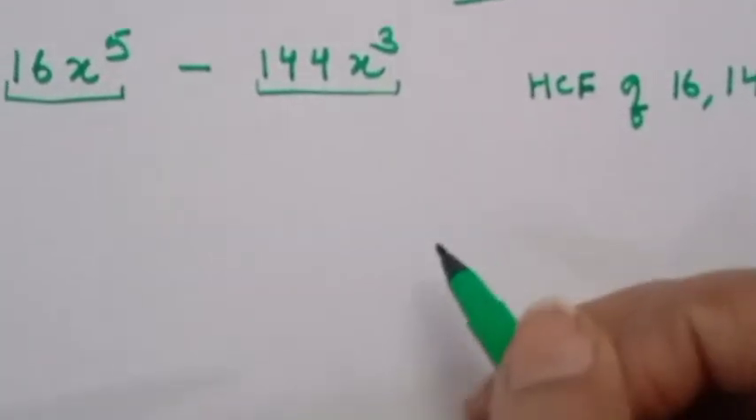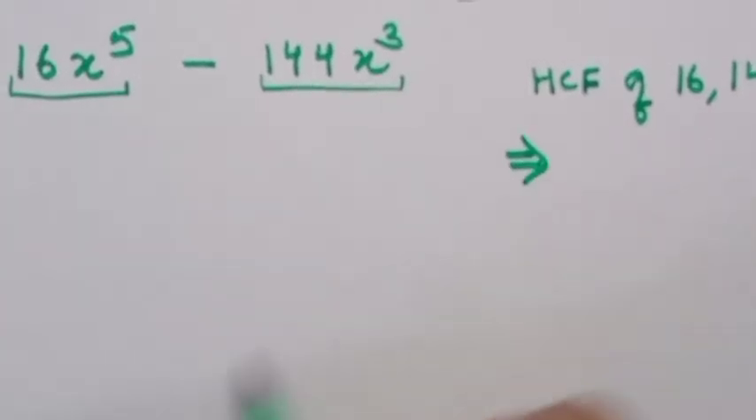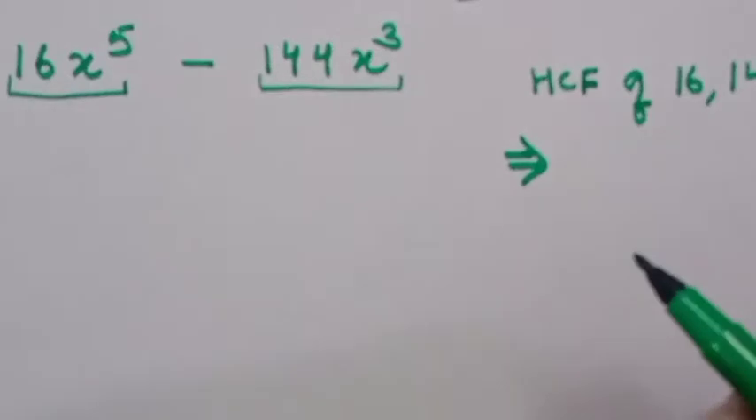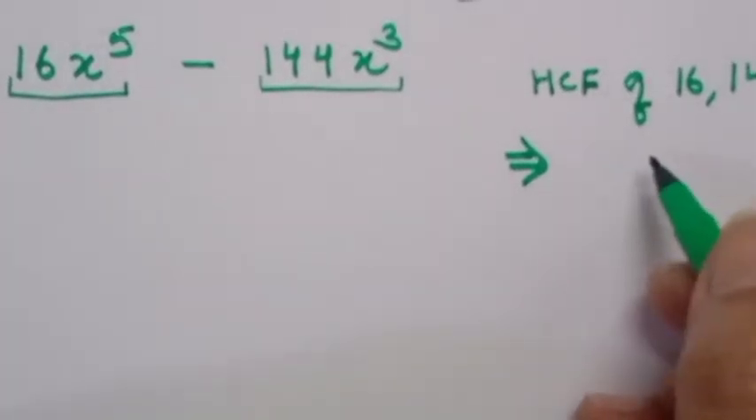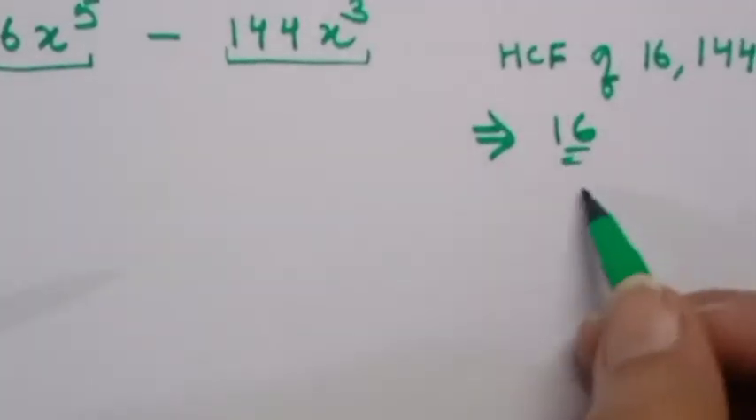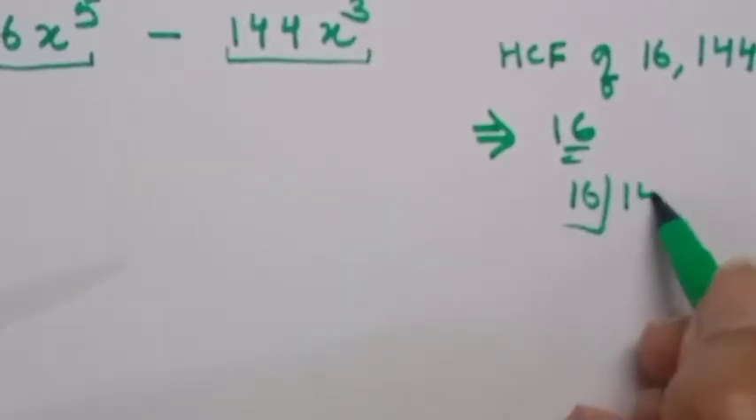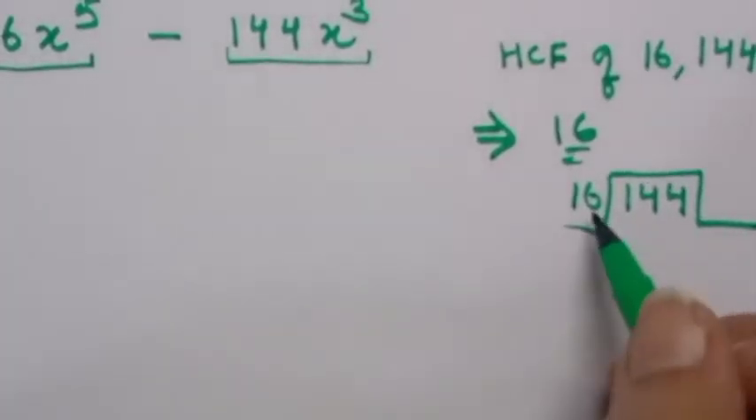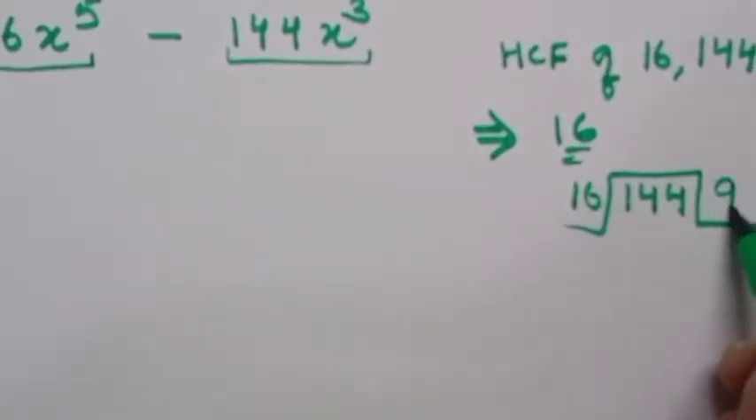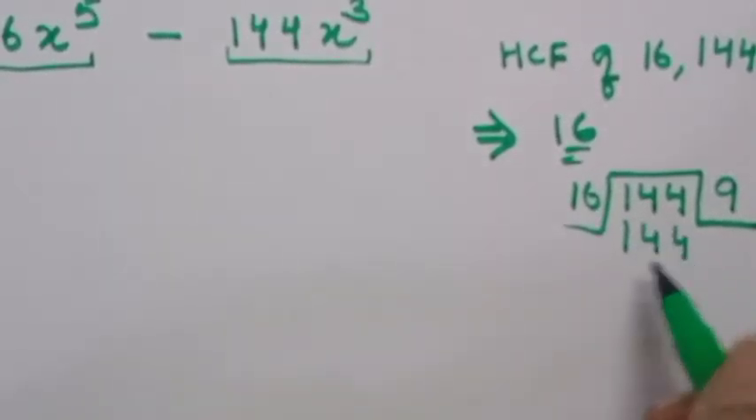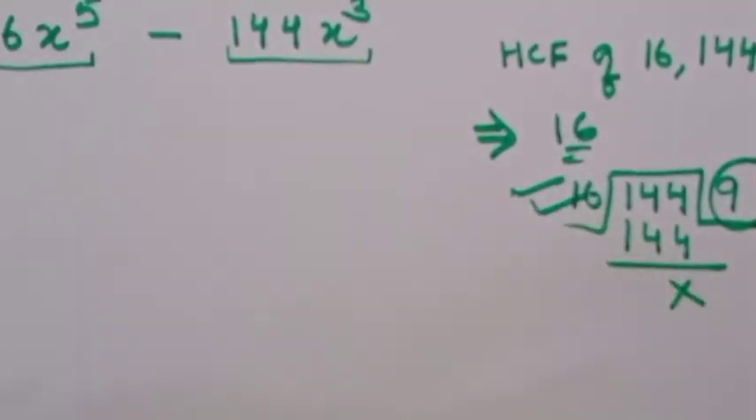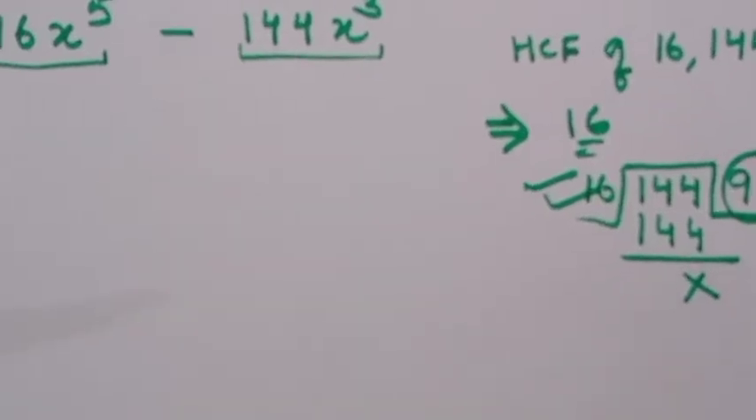16 and 144. So let's find out. There are many ways to find out the highest common factor, but here we are going to use this method for finding out the highest common factor of 16 and 144. So it will go 9 times. So 16 nines are 144. So here we know our highest common factor is 16.